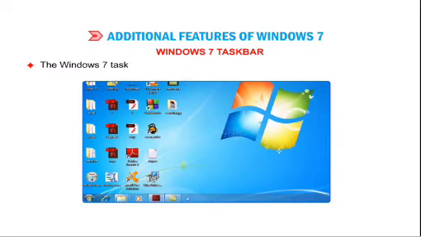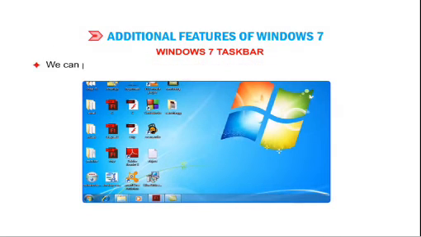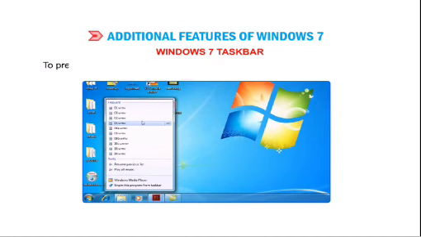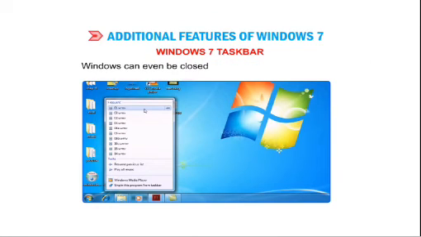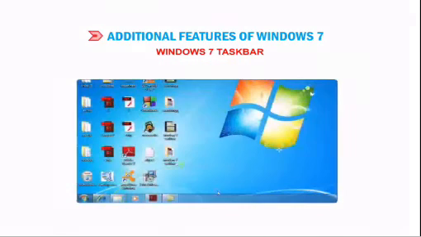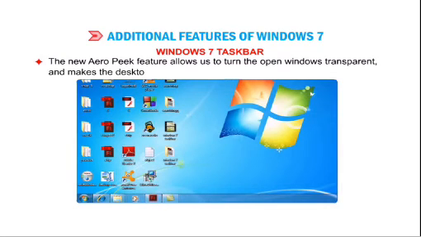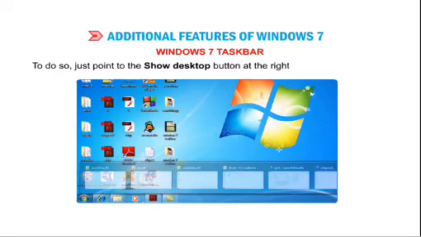Let's talk about the Windows 7 taskbar. The Windows 7 taskbar is more flexible and provides an easy navigation facility. We can pin our favorite programs anywhere on the taskbar for easy access. We can preview the thumbnails of the open files or programs by pointing to the icons on the taskbar. To preview in full screen mode, simply move the pointer over the thumbnail. Windows can even be closed from the thumbnail preview. The new Aero Peek feature allows us to turn the open windows transparent and makes the desktop screen visible. To do so, just point to the Show Desktop button at the right edge of the taskbar.